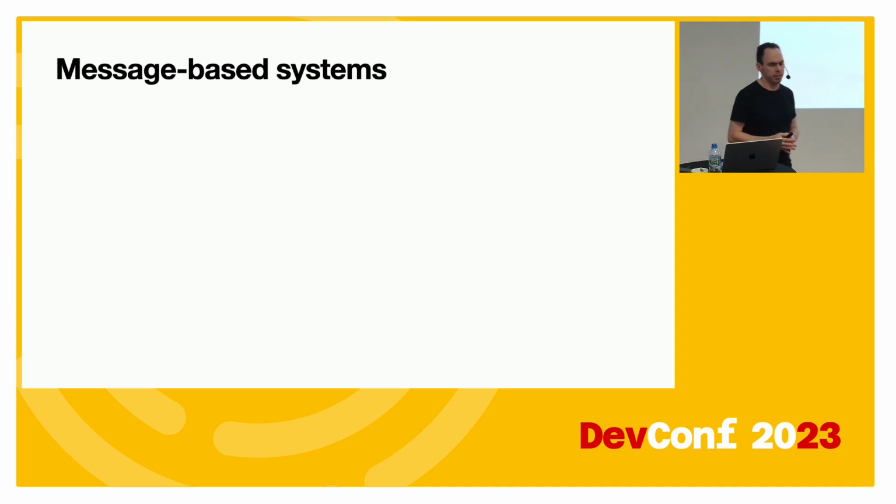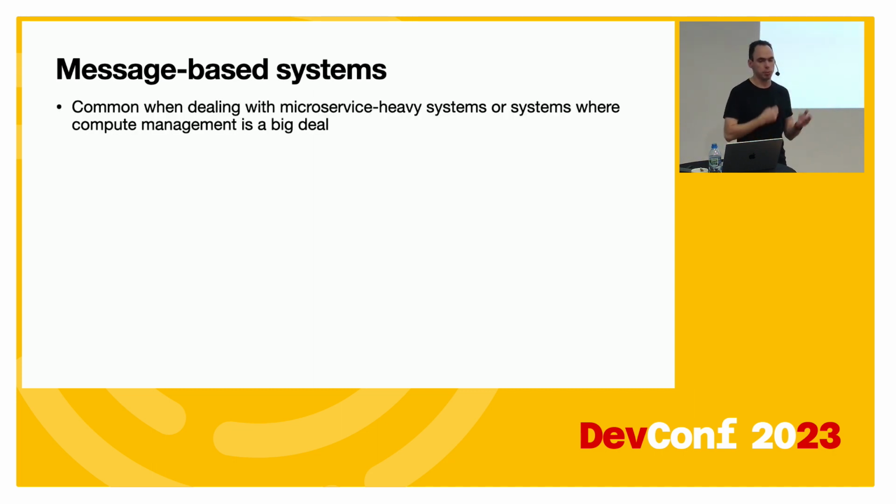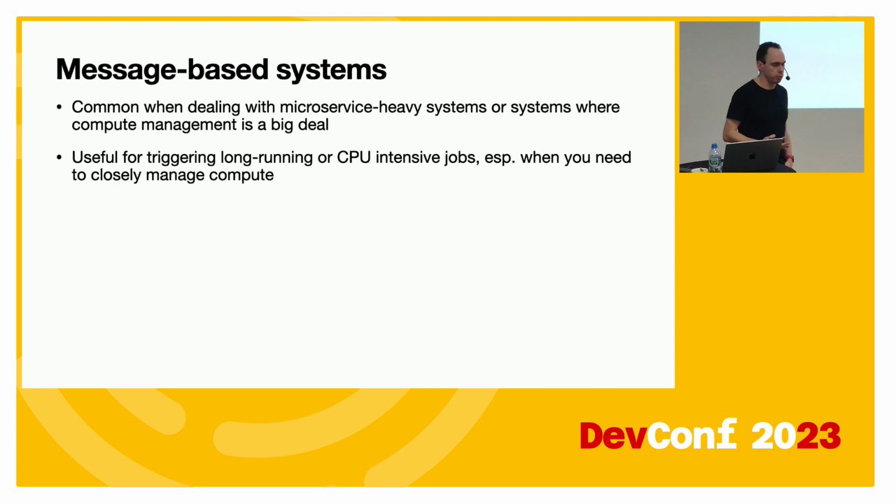So for message-based systems, this could be stuff that's microservice heavy or systems where managing compute is a big deal. Again, oftentimes microservice systems have to manage compute really well. So for triggering background tasks, I find for .NET Core specifically that utilizing containers is my preferred way of managing long-running or CPU-intensive tasks inside of a system.